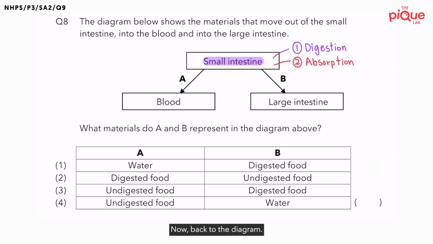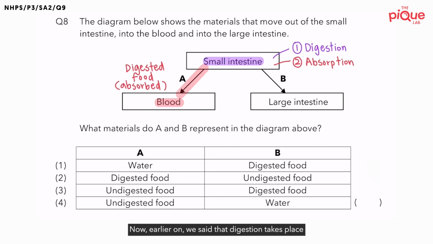Now, back to the diagram. Which arrow here, A or B, represents absorption of digested food through the walls of the small intestine into the bloodstream? It is arrow A. So over here, material A must be digested food.